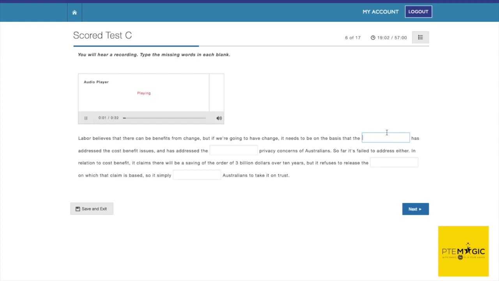Labor believes that there can be benefits from change, but if we're going to have change, it needs to be on the basis that the government has addressed the cost-benefit issues and has addressed the legitimate privacy concerns of Australians. So far, it's failed to address either. In relation to cost-benefit, it claims there will be a saving of the order of $3 billion over 10 years, but it refuses to release the assumptions on which that claim is based. So it simply expects Australians to take it on trust.